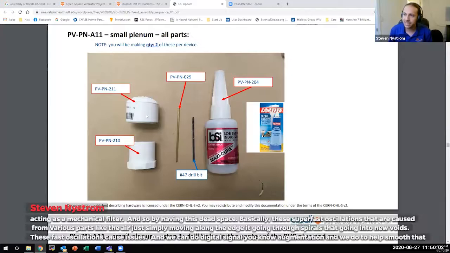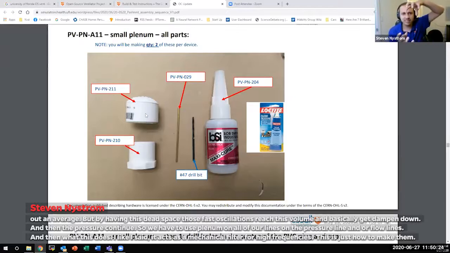And so what this is doing is acting as a mechanical filter. By having this dead space, these super fast oscillations that are caused from various parts, like the air simply moving along the edge, going through spirals, going into new voids, cause issues. We can do digital signal augmentation to help smooth that out and average. But by having this dead space, those fast oscillations reach this volume and get dampened out. And then the pressure continues. So we have to use plenums on all of our lines, the pressure line and our flow lines. And like I said, it acts as a mechanical filter for high frequencies.